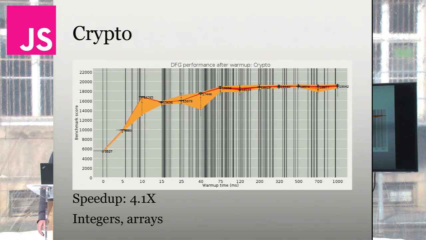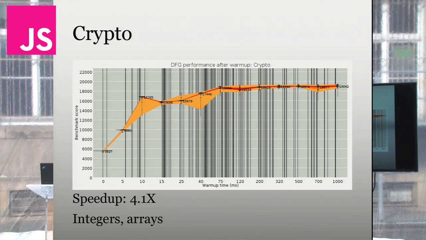The next one is crypto. Crypto is kind of interesting. It deals a lot with integers, and it deals a lot with arrays as well. Again, we see a lot of lines. You can see some notable clustering as well. Clustering is like when a line is bigger. That's because 2 lines are drawn really close together.